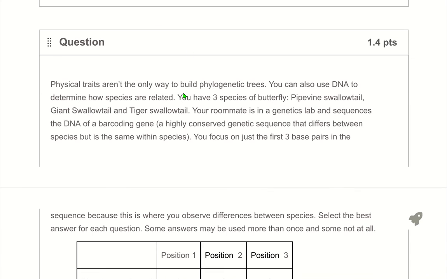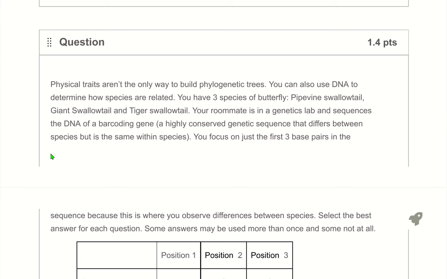Okay, so I've had a lot of students have questions about this specific question on the review, so I'm going to go over it really quickly. Physical traits aren't the only way to build phylogenetic trees. You can also use DNA to determine how species are related. You have three species of butterfly: pipevine swallowtail, giant swallowtail, and the tiger swallowtail.